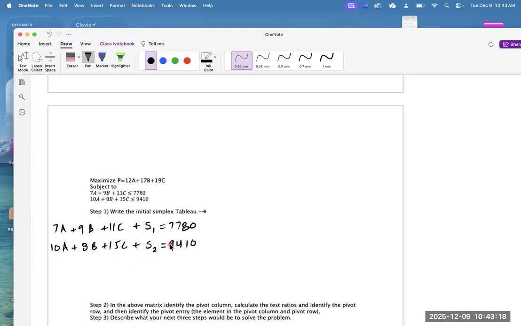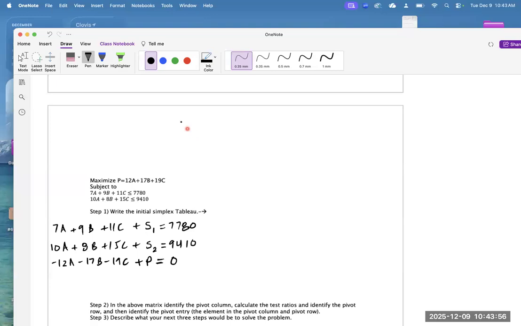Just making sure I wrote everything down correctly. Okay, then we need to set this maximization equation equal to 0. So I'm going to subtract the 12a, 17b, and 19c from both sides of the equation. And that becomes negative 12a minus 17b minus 19c plus p is equal to 0.